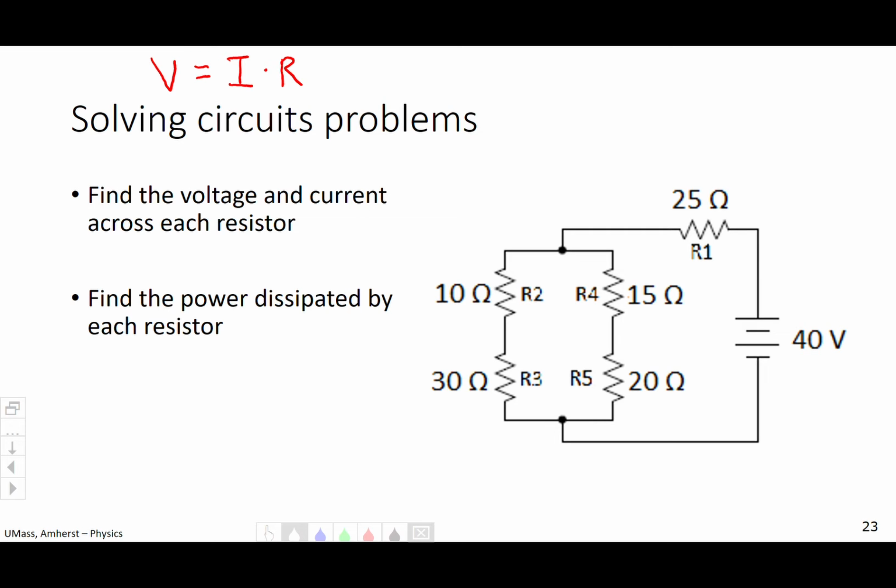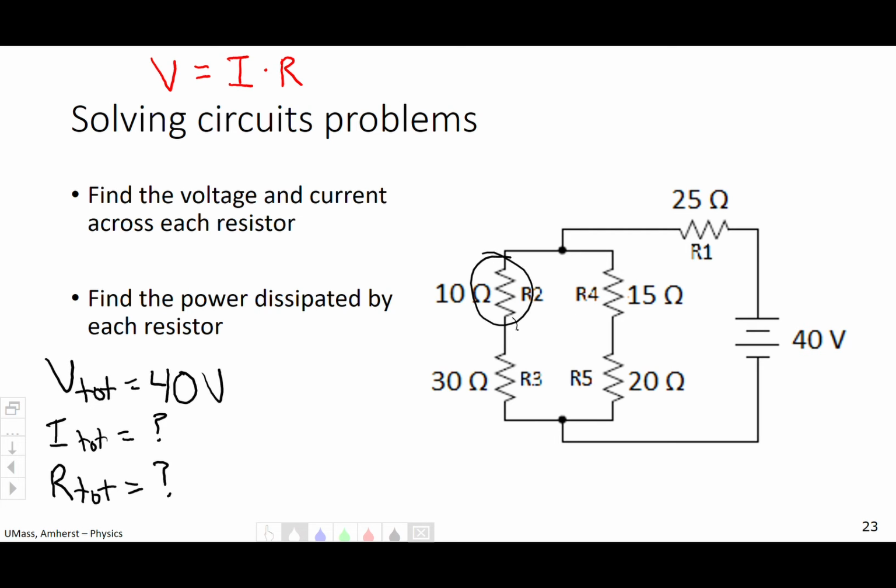We have to list what we have. We have the total voltage is 40 volts, as we can see right there. Our total current is unknown, and our total resistance is currently unknown. We can see that we have a whole bunch of different types of resistor combinations. We have one set of series, and then these are all in parallel, and then these are in series.